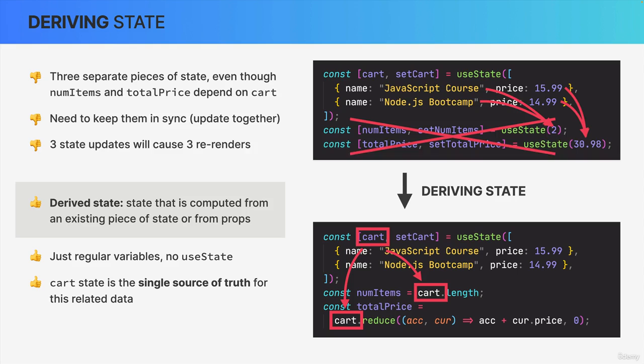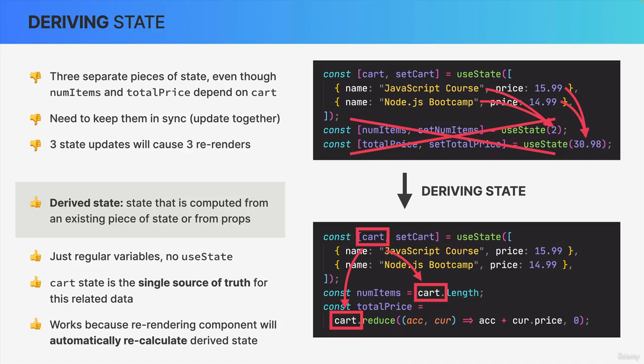And this works because updating the cart will re-render the component, which means that the function is called again, and so then, as all the code is executed again, num items and total price will also automatically get recalculated. Now, of course, most of the time we cannot derive state, but whenever you have a situation like this one, where one state can easily be computed from another, always prefer derived state. So don't create two state variables if you actually only need one. That's a very common beginner mistake, but now you will be able to avoid it.